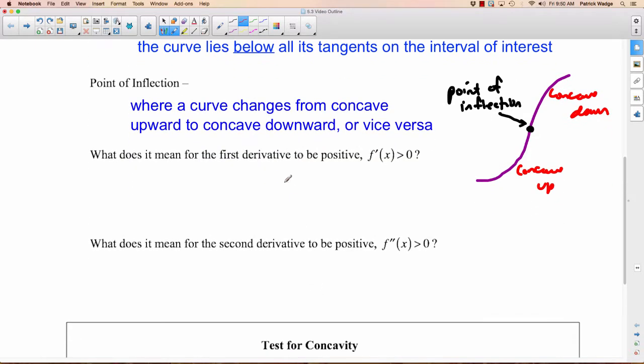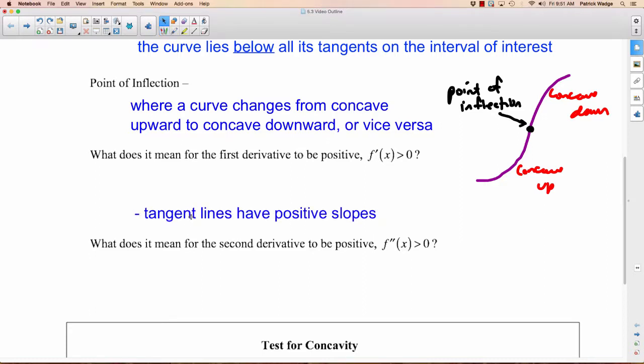Stepping back, a little review here for this one question. What does it mean for the first derivative to be positive? If you think back to when we first started talking about derivatives, what are derivatives always referring to? They're referring to the slope of the tangent line. So if the first derivative is positive, then the tangent lines must have positive slopes. We've also seen in the last bunch of classes that when the first derivative is positive, it means that the function is increasing. So that's review. This is what we already knew.